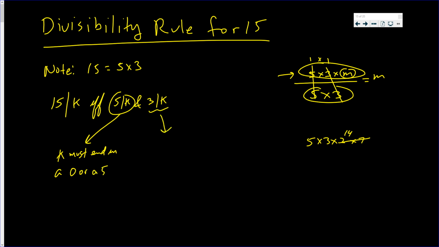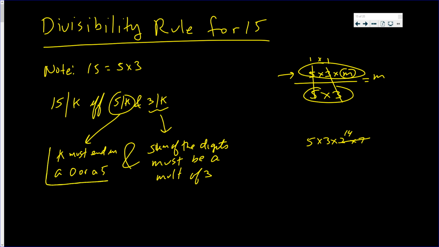To be divisible by 3, the sum of the digits must be a multiple of 3. We need both of these. The divisibility rule for 15 is the last digit had better end in a 0 or 5, and the sum of the digits must be a multiple of 3.